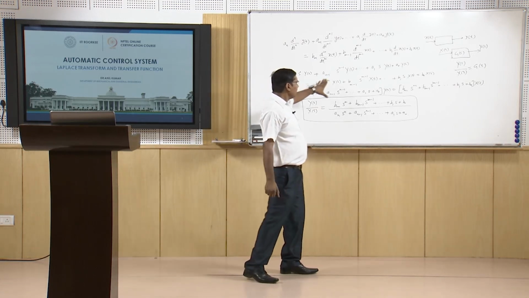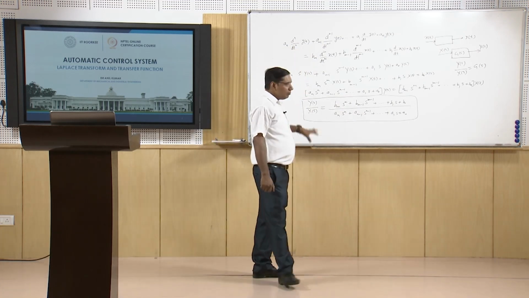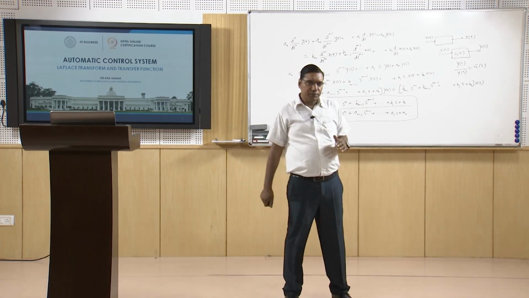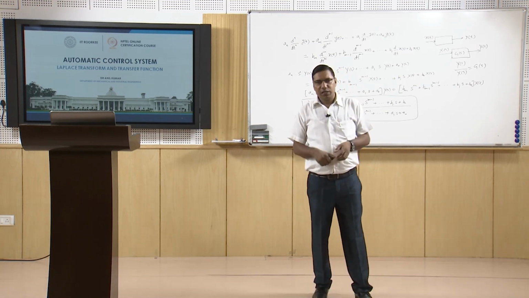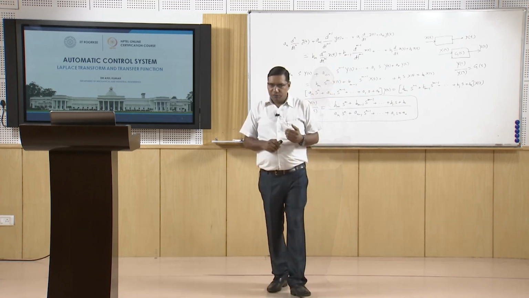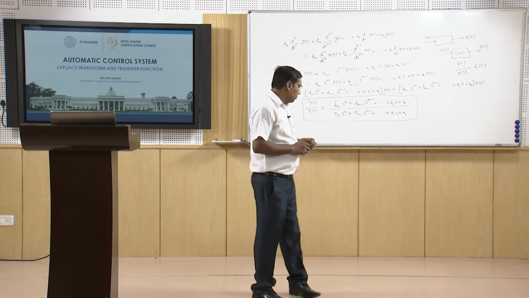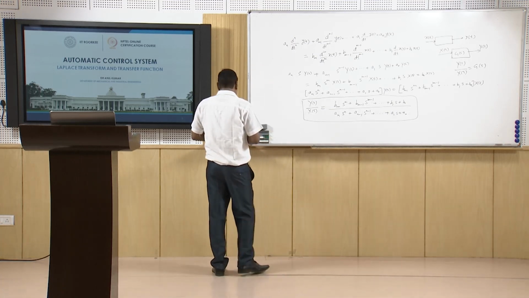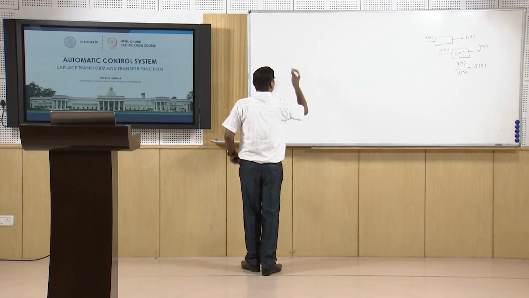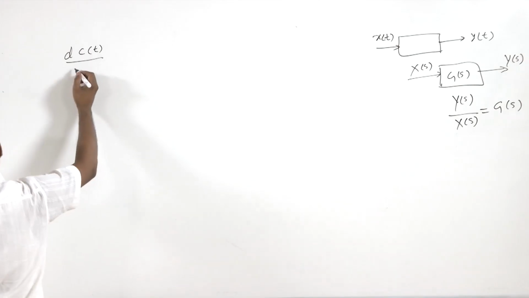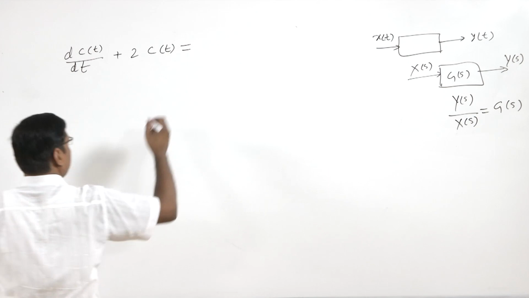So we learn how to find the transfer function from an nth order differential equation, and if we have some equation of finite order, let us say a second order or third order differential equation, we can use a similar process and find the transfer function. So for example, we take one example. So we have an equation like dc(t)/dt plus 2c(t) equal to r(t).